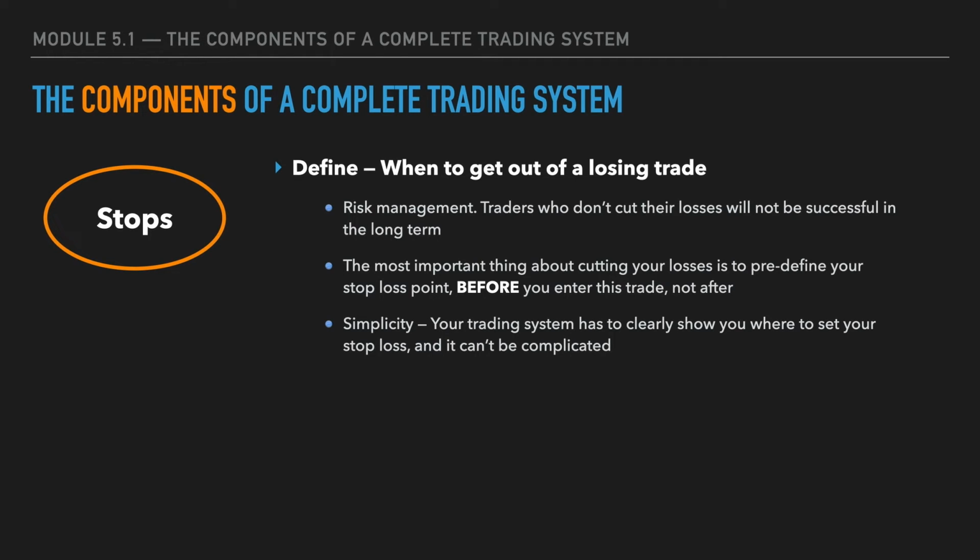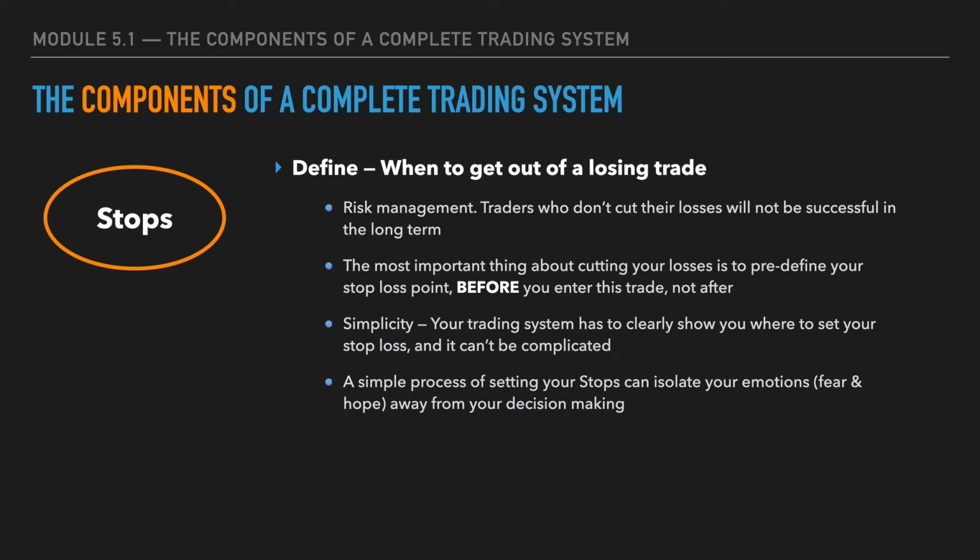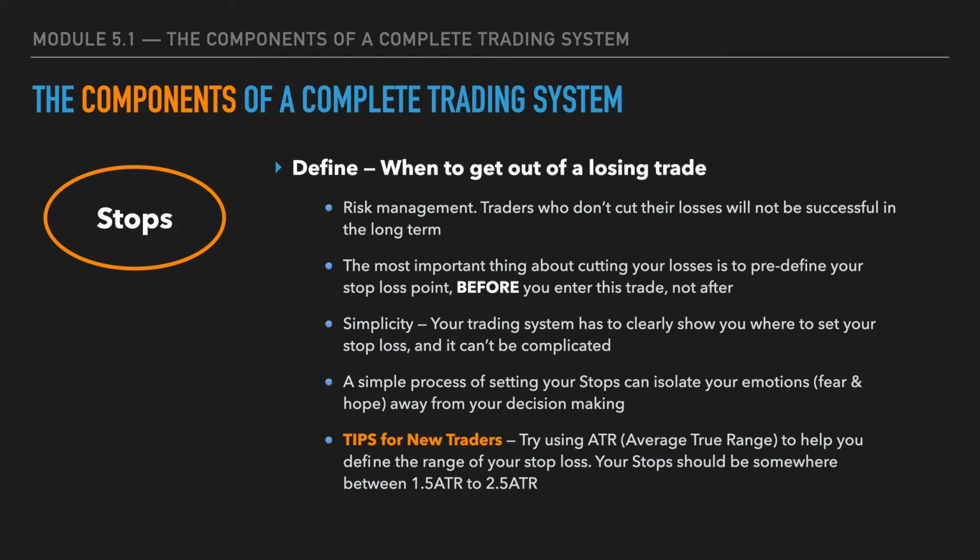Your trading system has to clearly show where you set your stop loss, and it cannot be complicated. The reason why we need simplicity during the process of setting your stop loss is because it helps to isolate your emotion away from your trade decision making, for example, your fear and hope. So here are some tips for beginner traders on setting stop loss. You can try to use average true range to define the range of your stop loss. Your stops should be somewhere between 1.5 ATR to 2.5 ATR. So that will be the range for you to set your stop loss from the entry price.